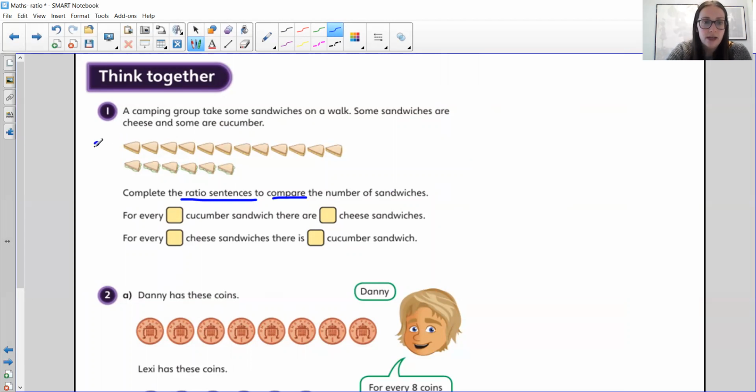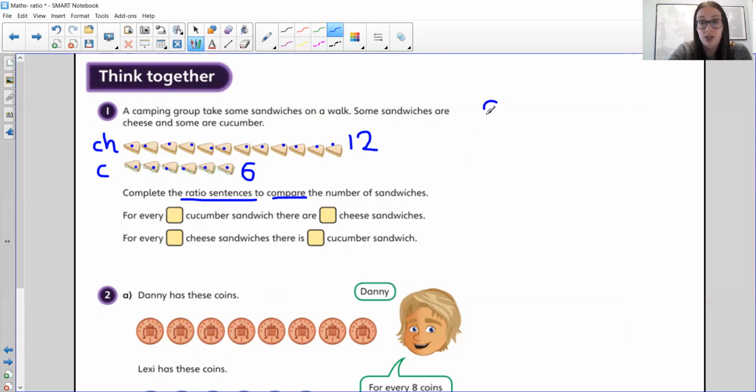Okay then, so here's my cheese. I'm going to put CH so I don't get confused. I'm going to put C for cucumber. Okay, so there are 1, 2, 3, 4, 5, 6, 7, 8, 9, 10, 11, 12 cheese. Always label your work. And there's 1, 2, 3, 4, 5, 6 disgusting cucumber. Okay, for every cucumber sandwich, there are how many cheese sandwiches?